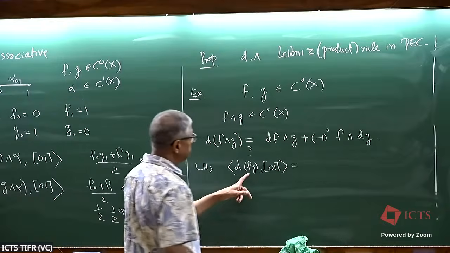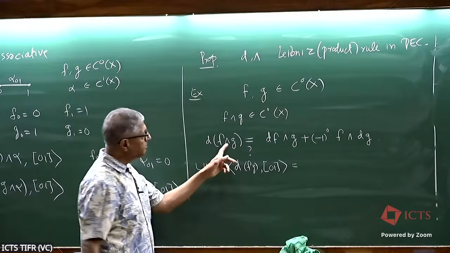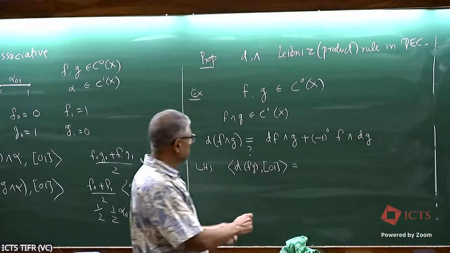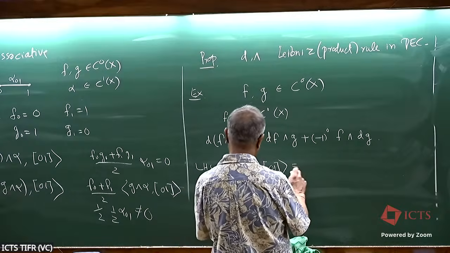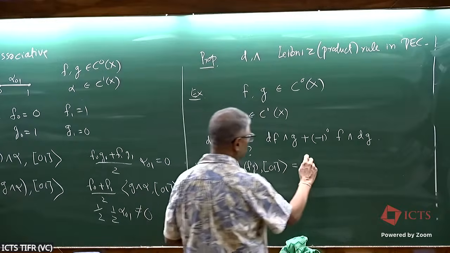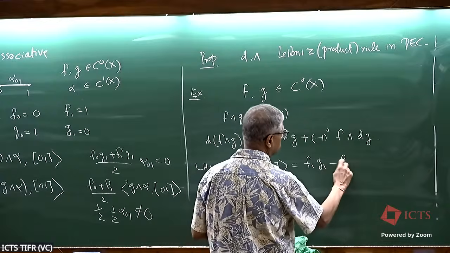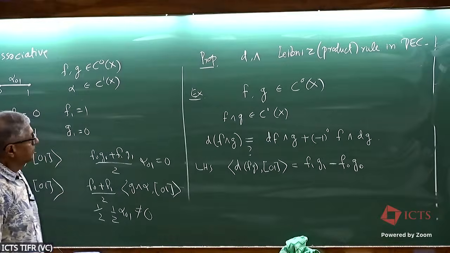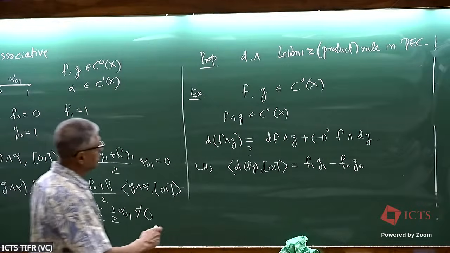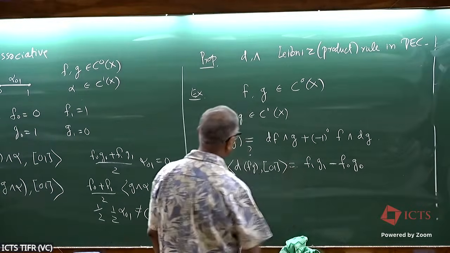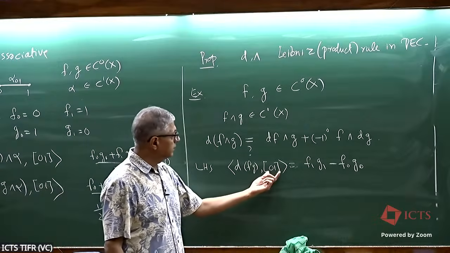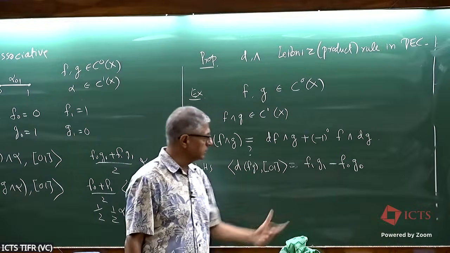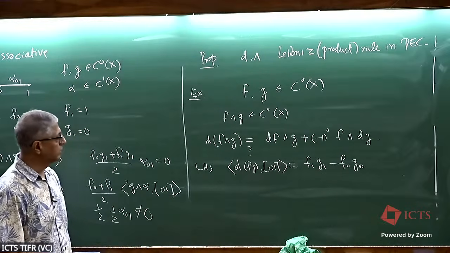So I could have kept the wedge, and f wedge g on 0, 1, you will see that if you work everything out, what you'll get is f1 g1 minus f0 g0. Let's keep it simple. D of fg will be fg at this point minus fg at 0, because d is just the difference. That's just a function. So that will be the left-hand side.